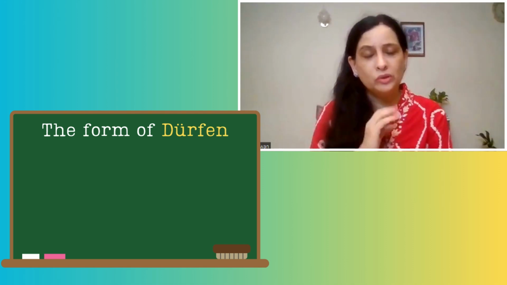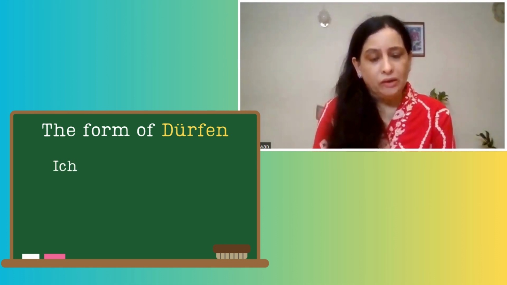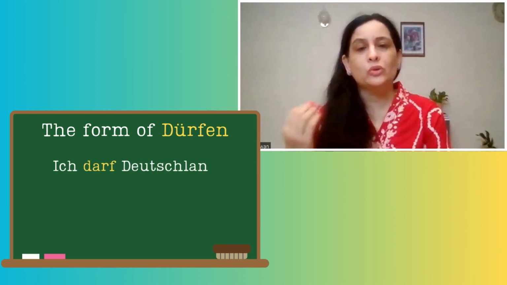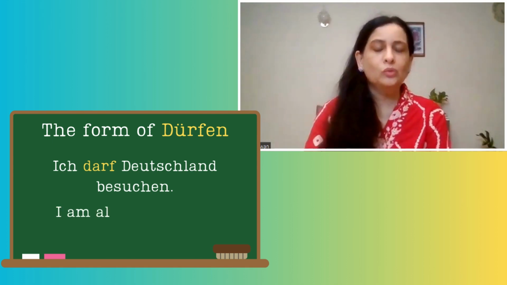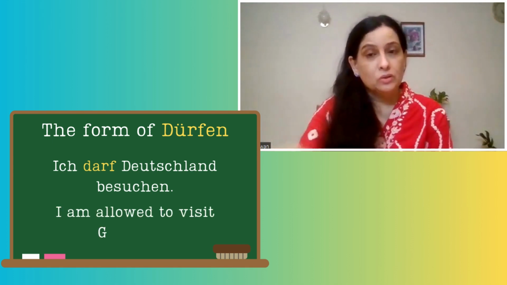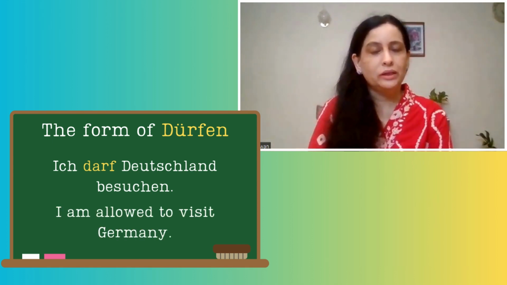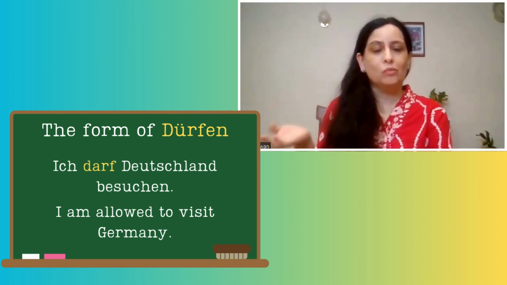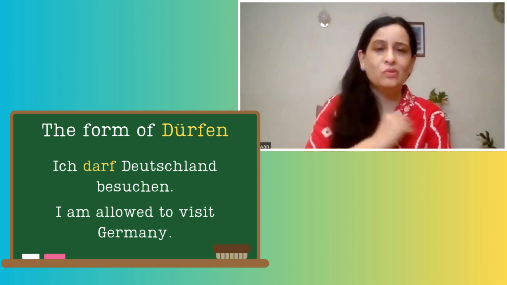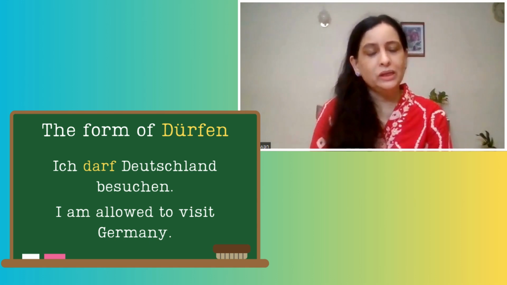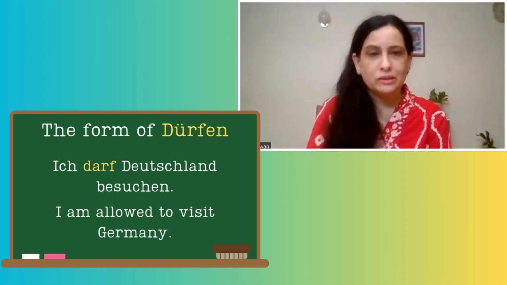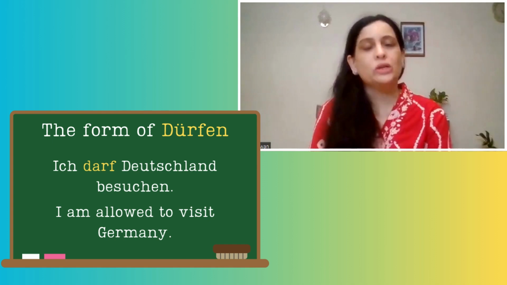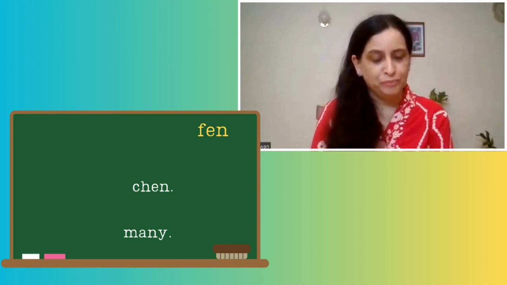The modal verb dürfen. Ich darf Deutschland besuchen. This is the sentence, meaning I am allowed to visit Germany. So what are we using here? We are using the form of the modal verb dürfen, meaning I am allowed to visit Germany. Ich darf Deutschland besuchen. Besuchen is to visit.